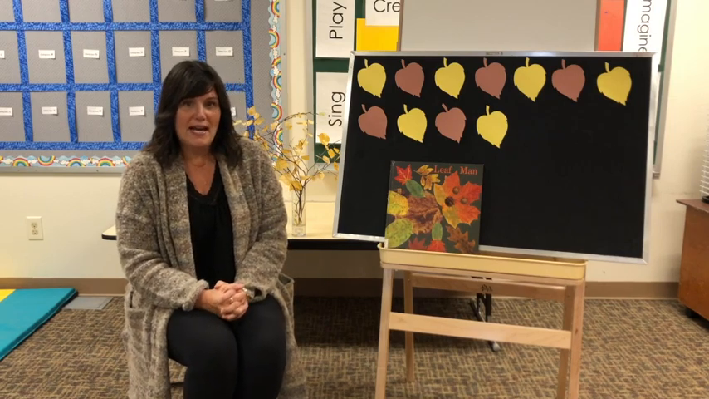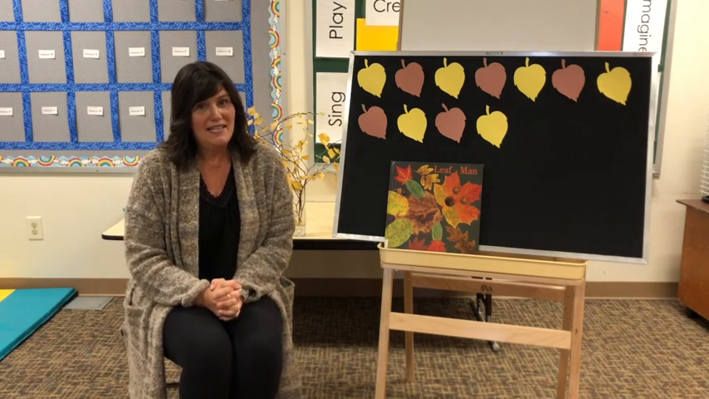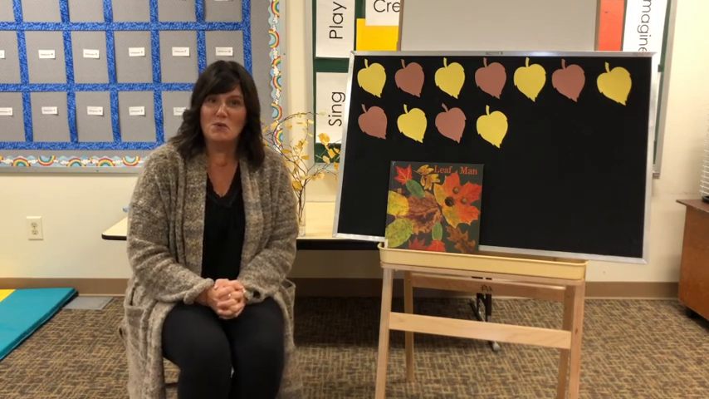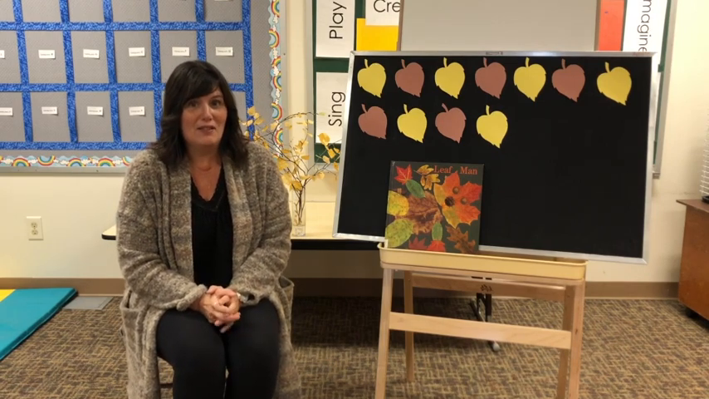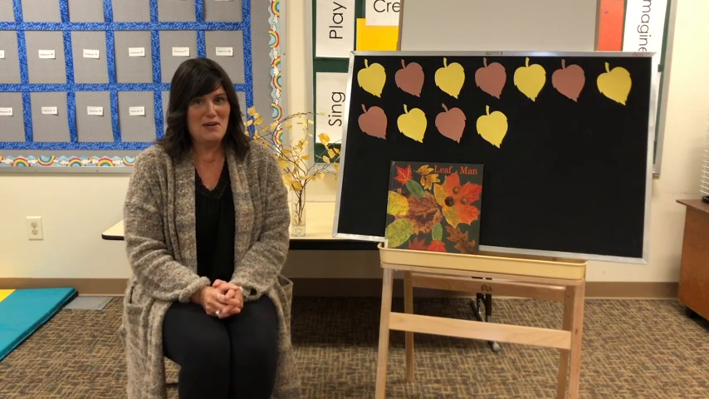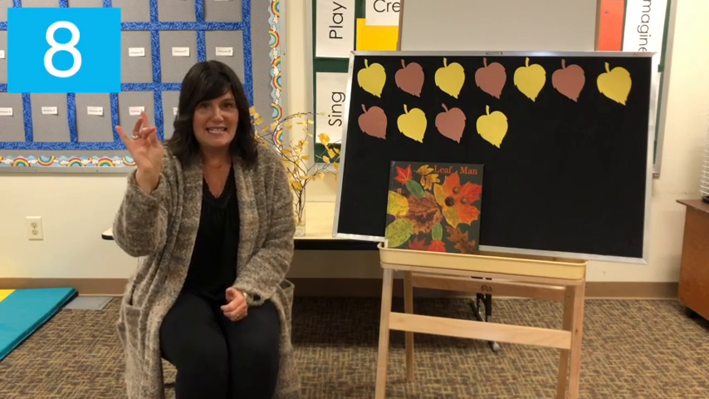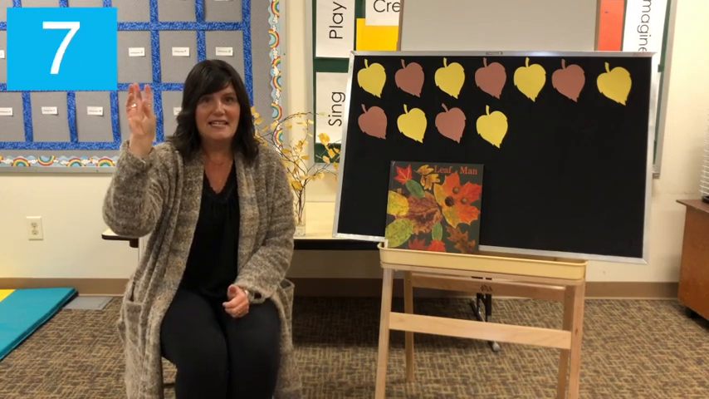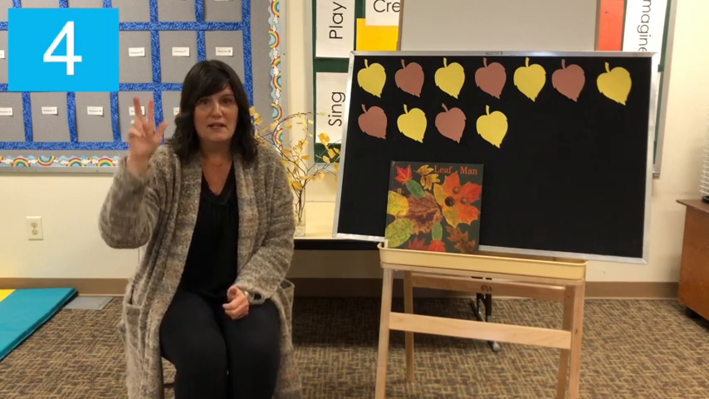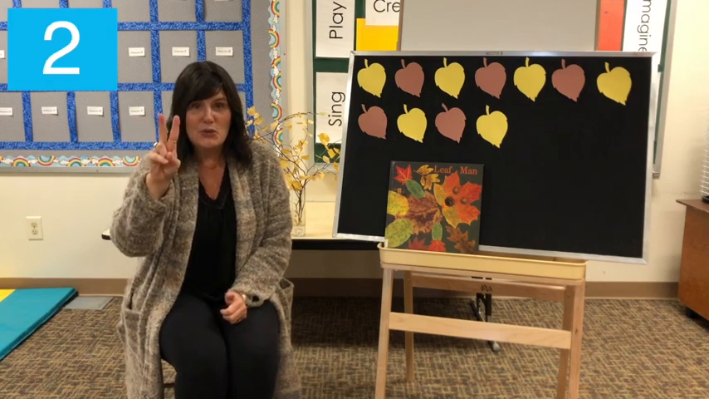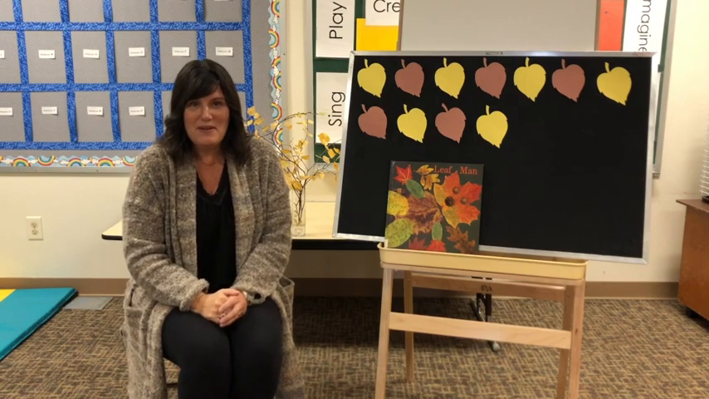So I'm going to go ahead and count backwards from 10. And when I get down to 1, you need to be able to tell me what your weather looks like. Okay, get ready to go look out your window and look at the sky. Here we go. 10, 9, 8, 7, 6, 5, 4, 3, 2, 1. It's time to come back and tell me what your weather is.